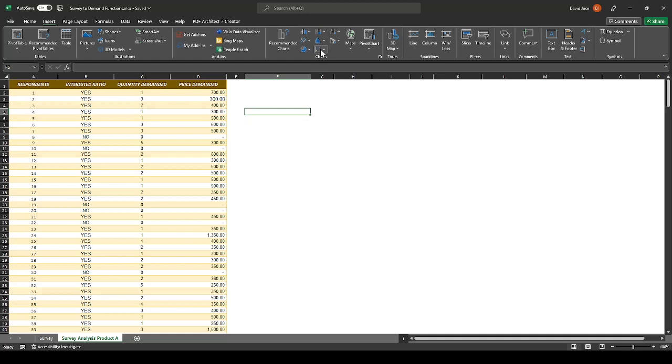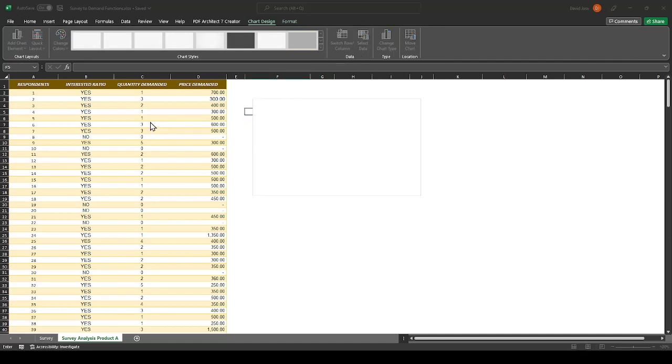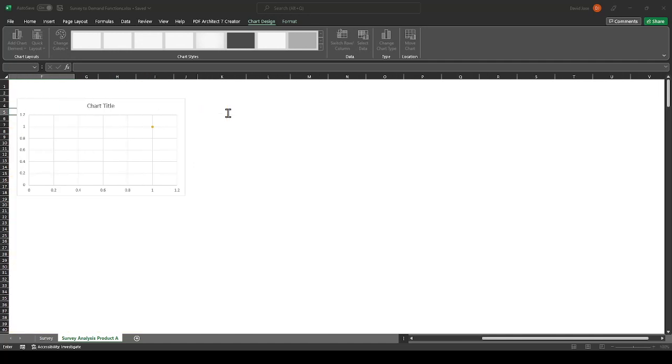So first things first, of course, create a graph. Select scatter plot, and then select data, add. What is the series name? It can be product A demand curve.